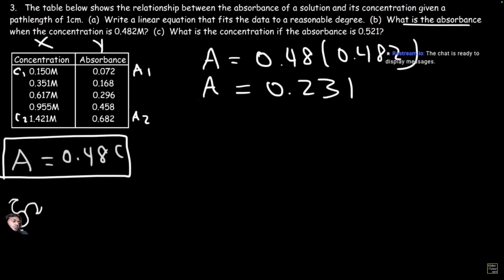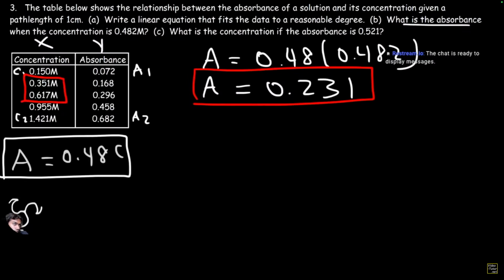Now, does this answer make sense? So if the concentration is between these two values, 0.482 is between 0.351 and 0.617. Therefore, the absorbance should be between these two values, 0.168 and 0.296, which it is. So that answer does make sense.